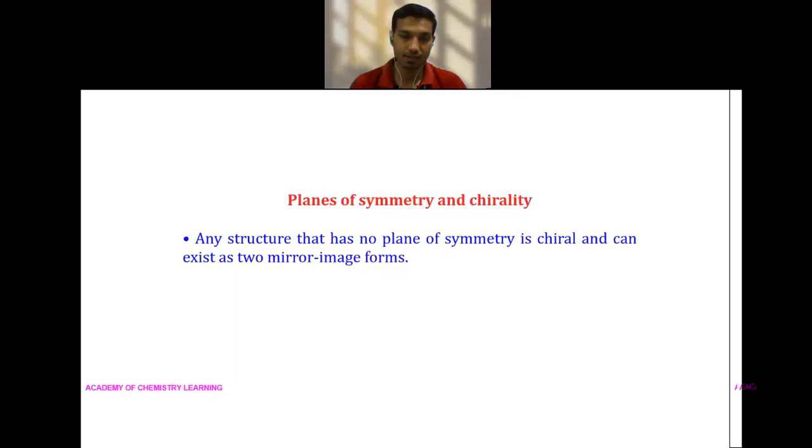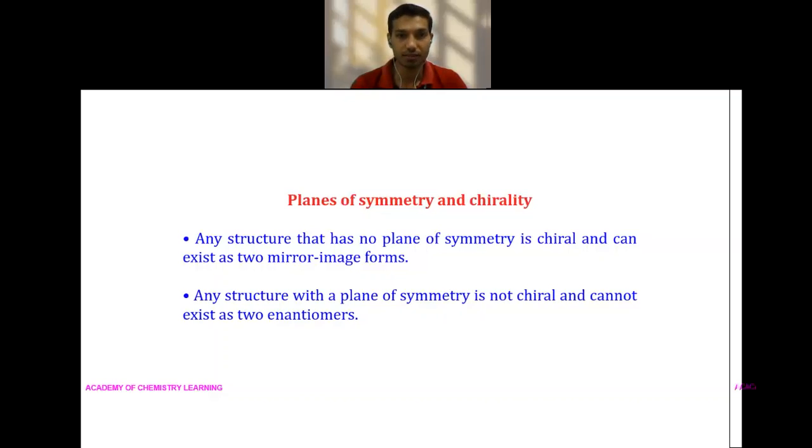When any structure or object or any molecule has no plane of symmetry, it is called chiral. And as the molecule is chiral, it exists as two isomeric forms, and those two isomeric forms are mirror images of each other. But when any structure or object has a plane of symmetry, then it is achiral, and it does not exist as two enantiomeric forms.